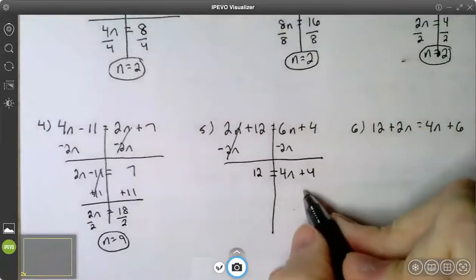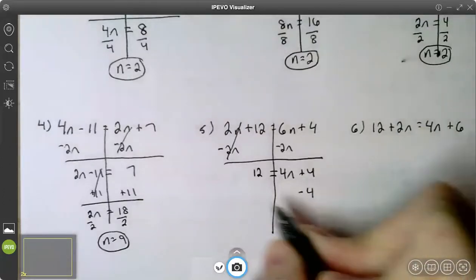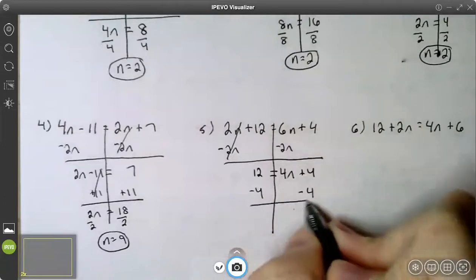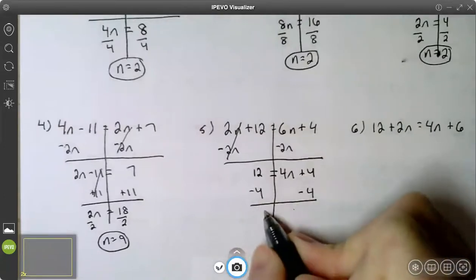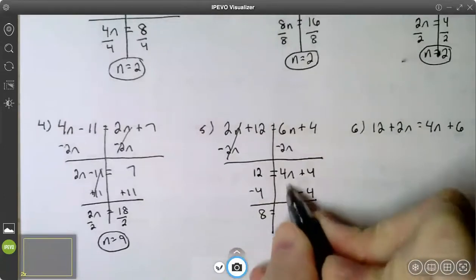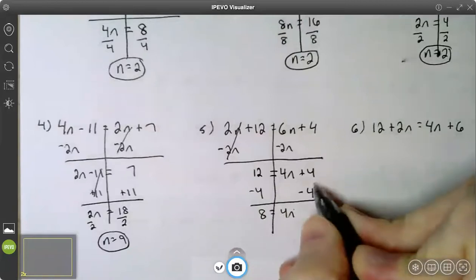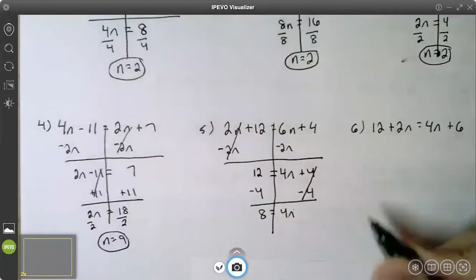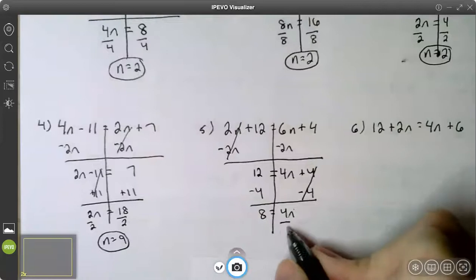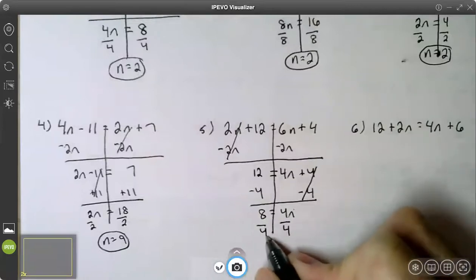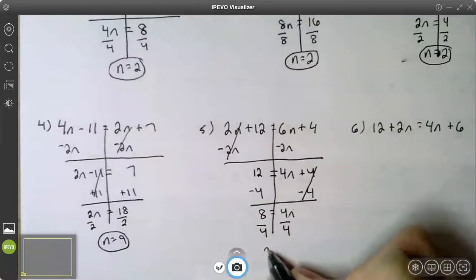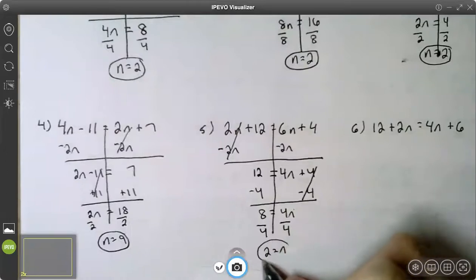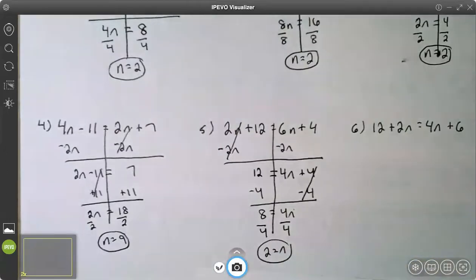To get rid of plus 4, I minus 4 to both sides. 12 minus 4 is 8. Bring down my 4n. 4 minus 4 is 0. To get rid of times 4, I divide by 4. 8 divided by 4 is 2. Your answer is 2.